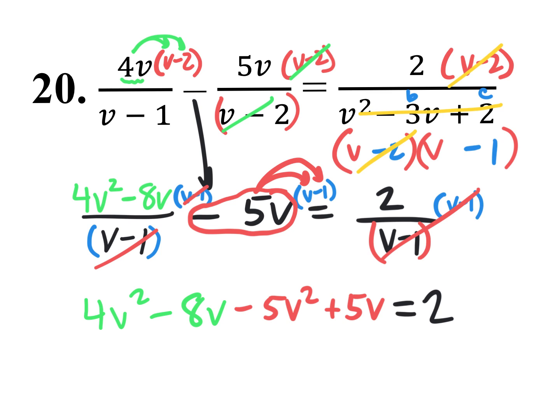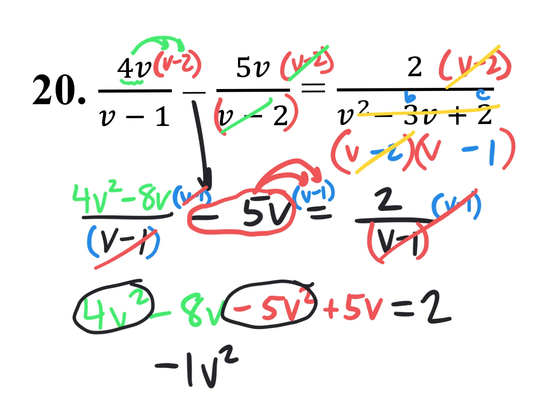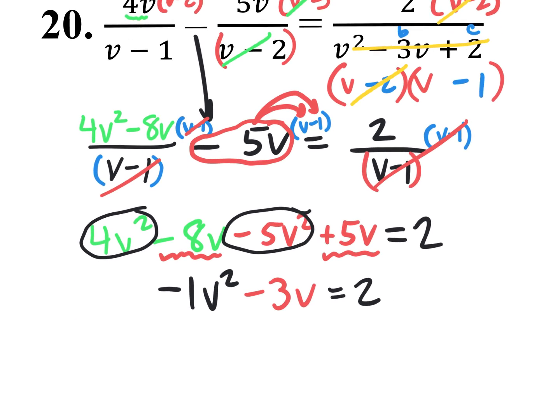Now, this is a long equation. It is a quadratic equation because we have powers of 2. Let's clean it up by combining like terms and then moving the 2 to the left side, setting it equal to 0. Let's begin by combining the 4v squared with a minus 5v squared. That's a negative 1v squared, right? You don't even need to put a 1. You could just leave it as negative v squared. And we could also combine the negative 8v with the positive 5v. That'll give me a negative 3v. Of course, we also have the 2.